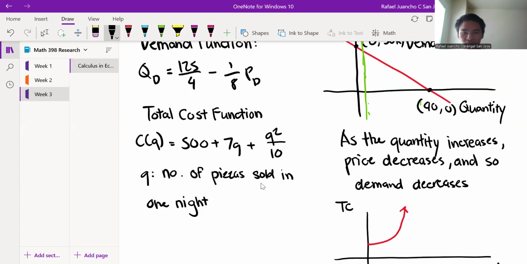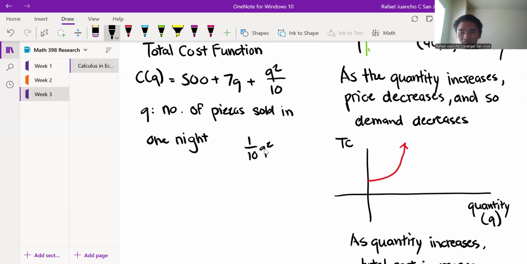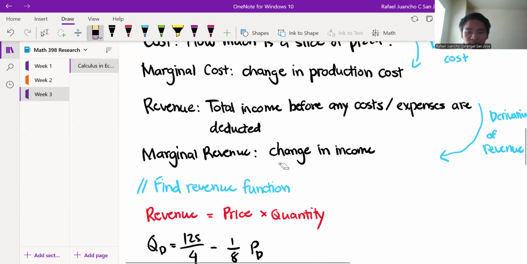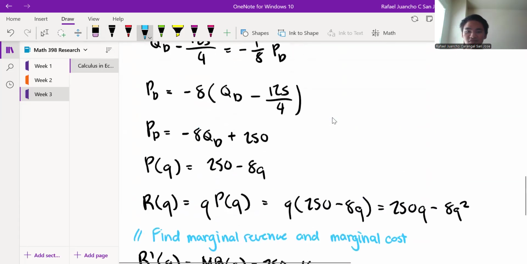Wait, let me see, I'm just checking. 1/10 of Q squared. We take the derivative, we get times 2, so we got 2 over 10, and then we get 1 over 5, so it's Q over 5. Okay, yeah. So this is now our marginal revenue given some quantity or some number of pizzas. And we also get our marginal cost given some quantity of pizzas. So we solved that first problem here.